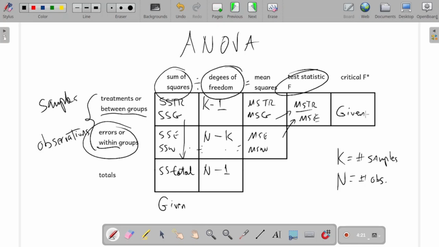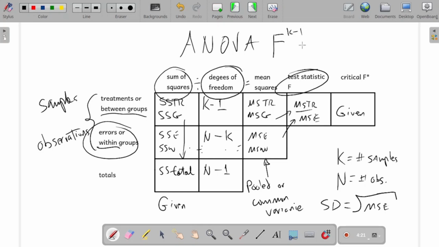Now, a couple of things to note. This is your pooled or common variance. Now, oftentimes you'll be asked for the pooled or common standard deviation. So take the square root of that value to answer that type of question. Reporting the distribution of the test statistic under the null hypothesis means we're going to write capital F with k minus 1 degrees of freedom here and N minus k degrees of freedom here, is equal to whatever the number happens to be.